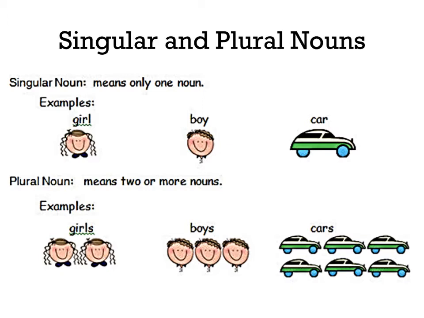The next one is plural nouns. Plural nouns means two or more nouns. When we say two or more nouns, they are many. Examples are girls. As you can see, the girls here are two. The boys, here are three. And the cars, here are six. So it means that they are many. Two or many, they are plural nouns. But if it's only one noun, it's just singular. Easy, right?